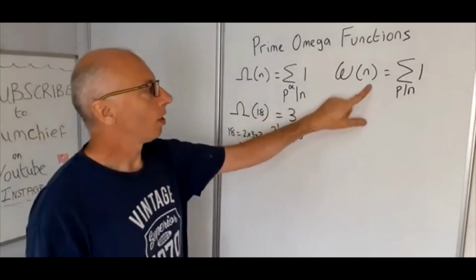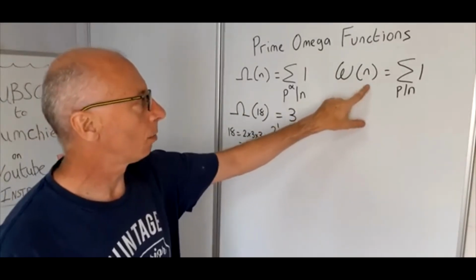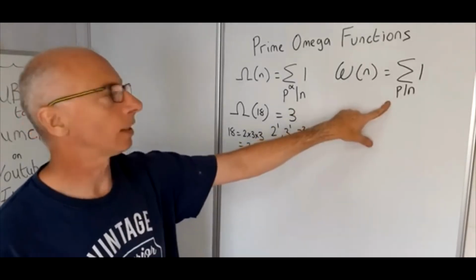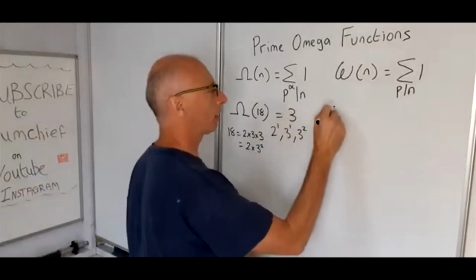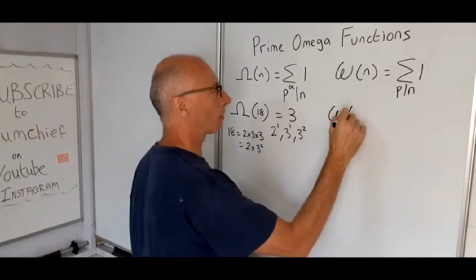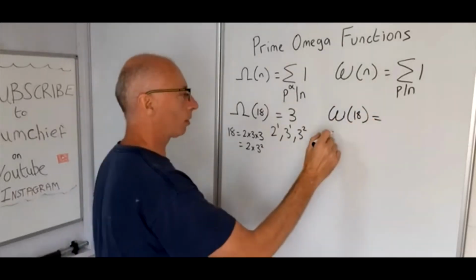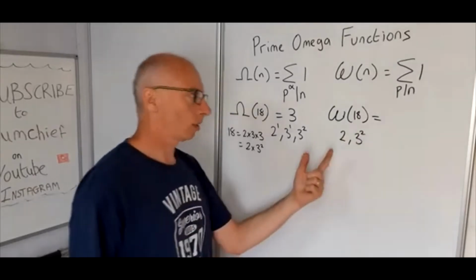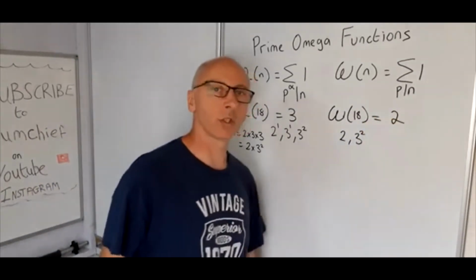Now the lowercase version of omega, that's omega n, is very similar here, but this is all the distinct prime factors. So again, looking at 18, the prime omega function of 18, we know 18 has a prime factor of 2 once and 3 twice. This one only takes the value of 2.